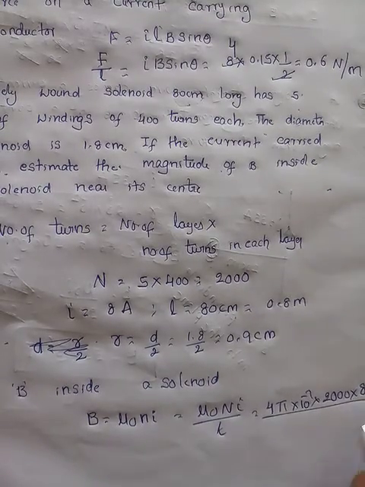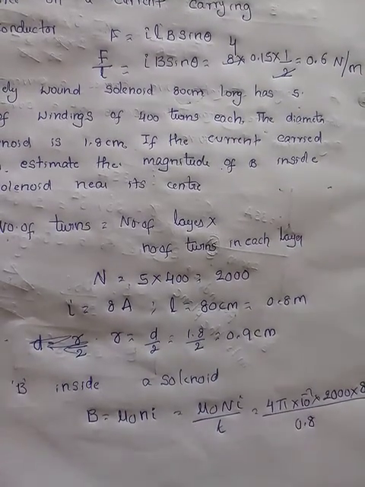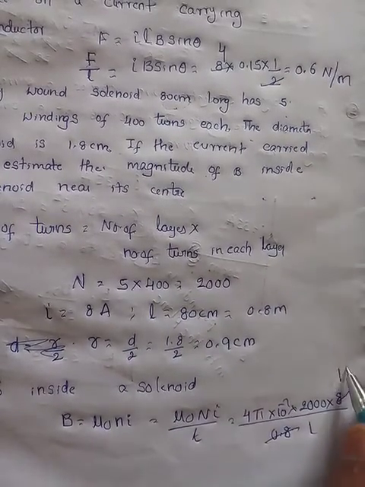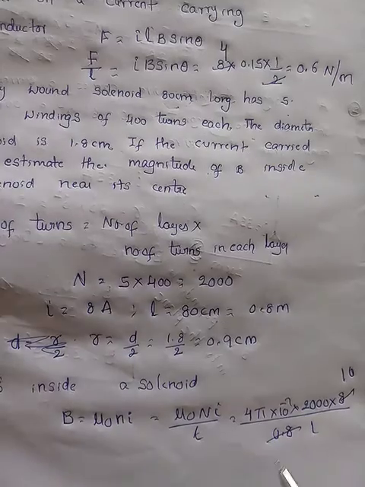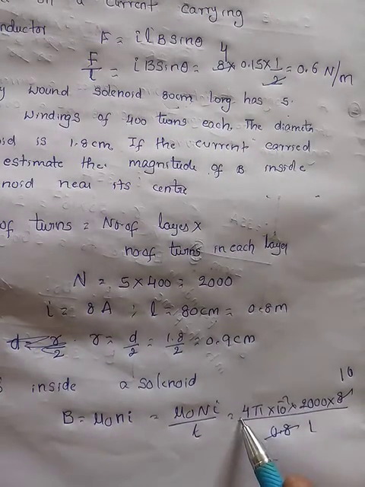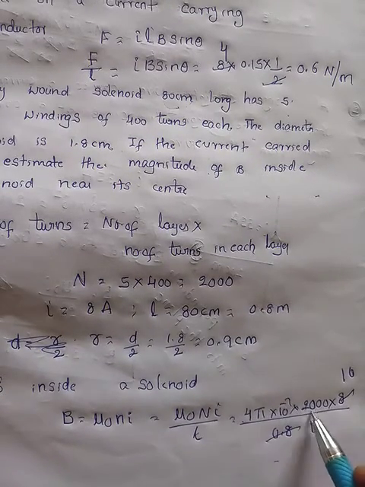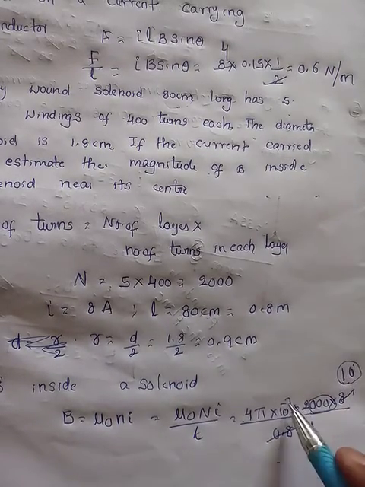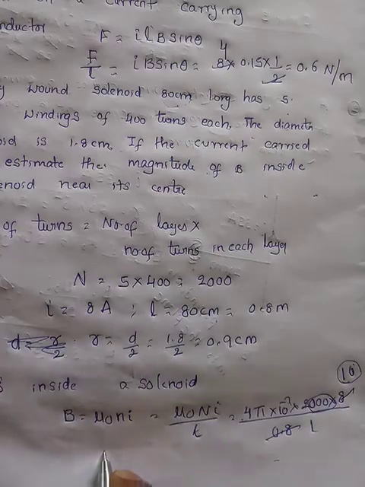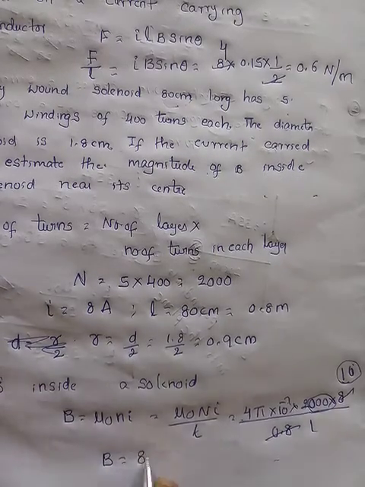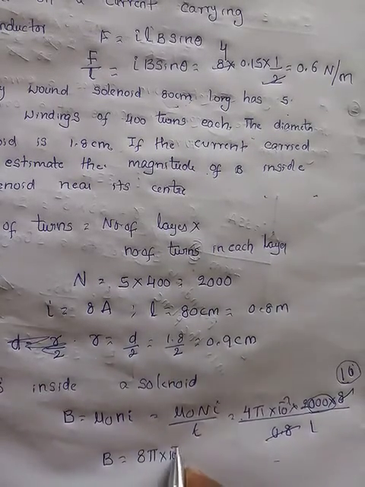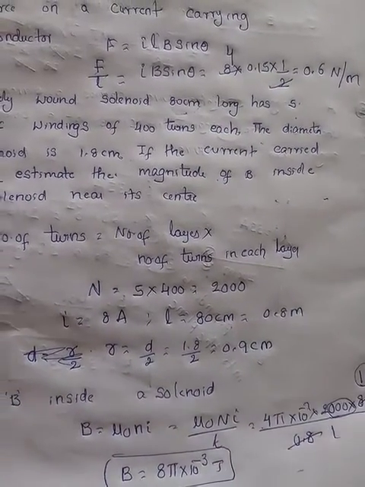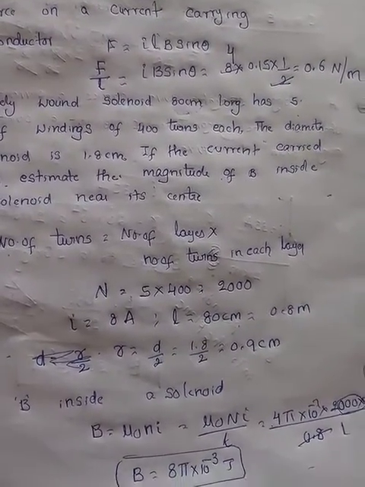8 by length... 0.8. Simple. 0.8 ones are 0.8, tens are... Now see, 2 fours are 8 pi. Here 3 zeros are there, 10 raised to 3. Here 1 is there, 10 raised to 4. 4 minus 7, minus 3. So what do you get? B is equal to 8 pi into 10 raised to minus 3 Tesla. That is the magnetic field inside the solenoid.